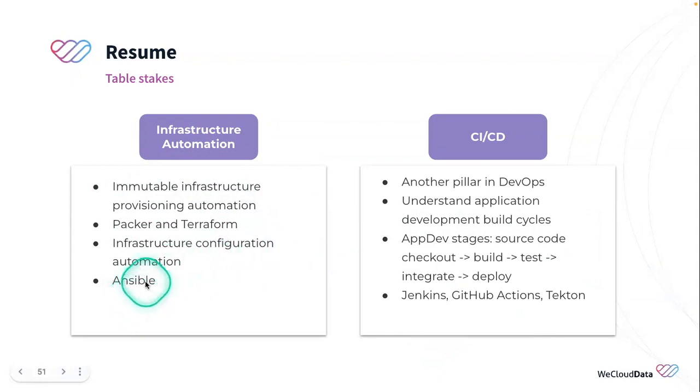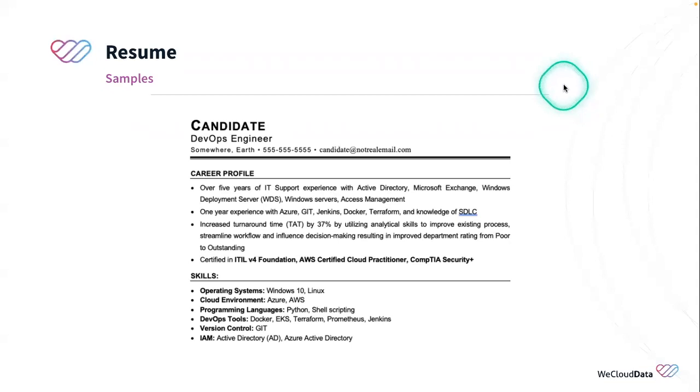management automation with things like Ansible. CI/CD, another hugely important pillar in the DevOps world. Understand the application development build cycles, things like source code checkouts with GitHub, build, test, integrate, deploy, tools like Jenkins, GitHub Actions. Tekton, which is a cloud native CI/CD tool in Kubernetes, is gaining a lot of traction as well. It fits very nicely within the Red Hat OpenShift ecosystem. So this is nice to at least familiarize yourself with, but also try to get some hands-on experience with Tekton as well.